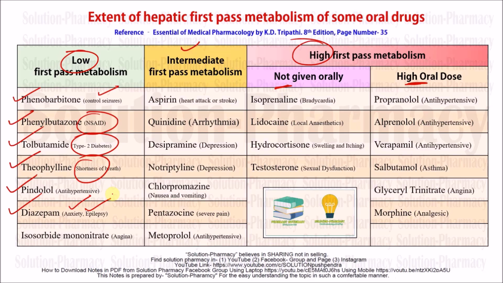Next drug is isosorbide mononitrate. It is an important drug under the category of anti-anginal drugs, or we can say anti-angina pectoris drugs. These are useful for the treatment of anginal pain, which is characterized by left side chest pain.